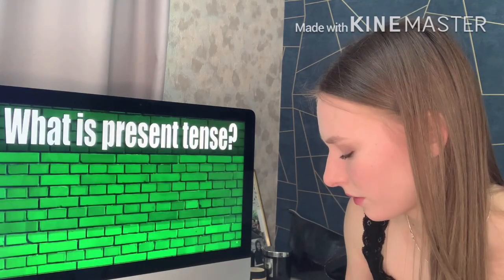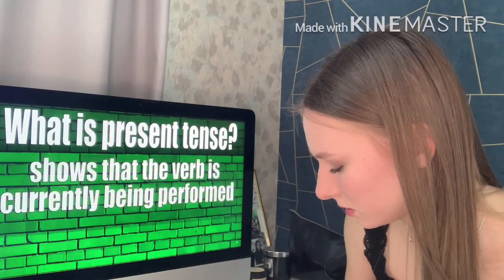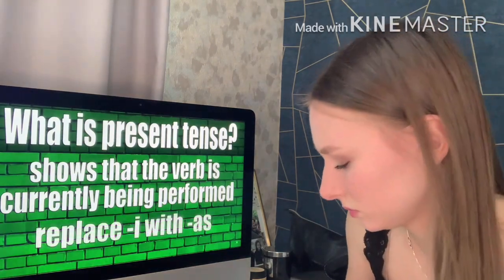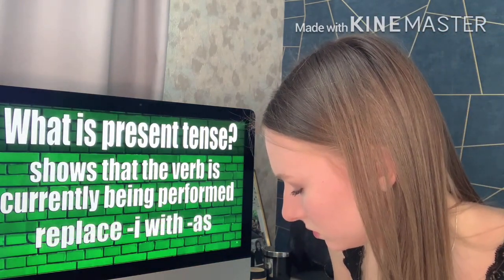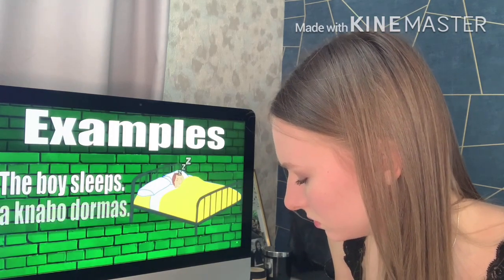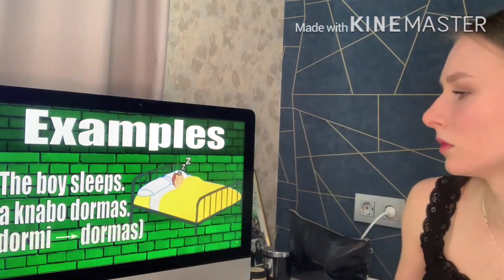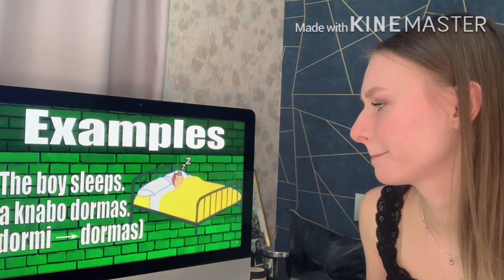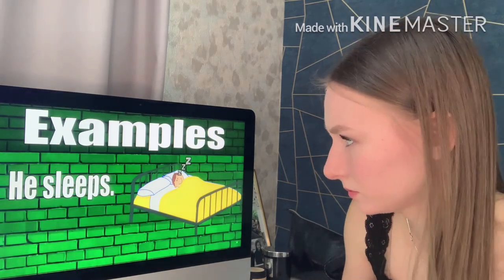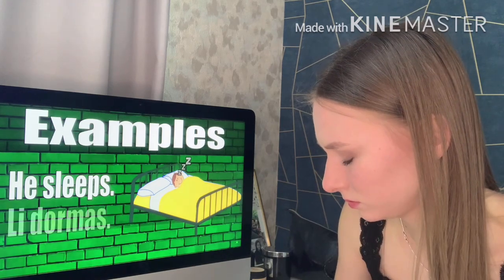Now we can talk about the present tense. This is the form of the verb that shows that it's currently being performed. To do this in Esperanto, we replace the I ending with AS. So if I want to say the boy sleeps, I would say la knabo dormas. So what we did is we just took out the I ending and replaced it with AS. Now if we want to incorporate personal pronouns into it, we can say he sleeps, li dormas.